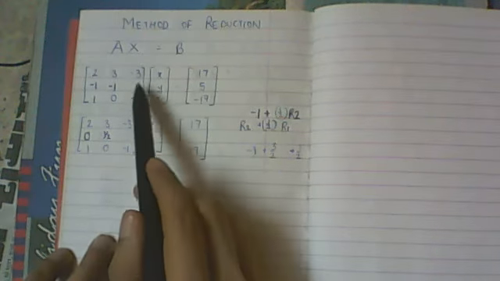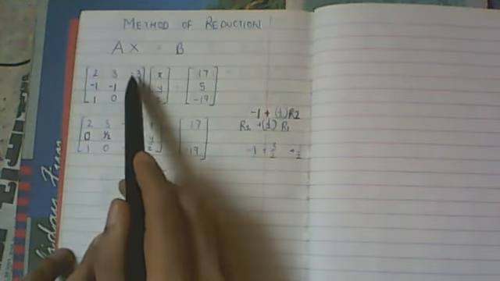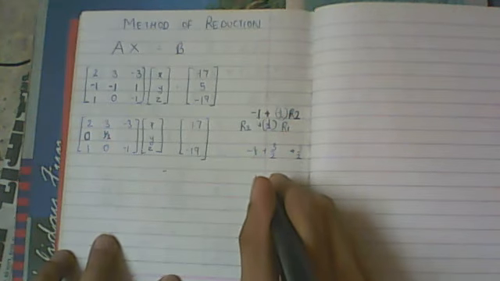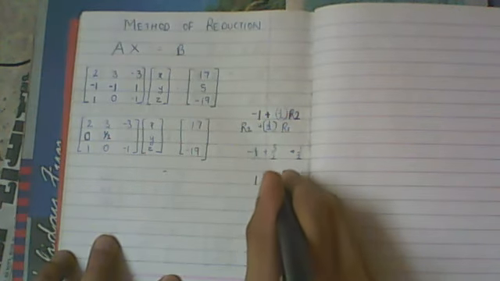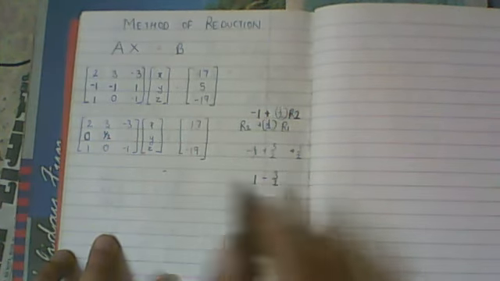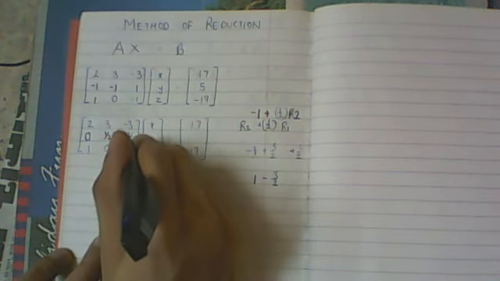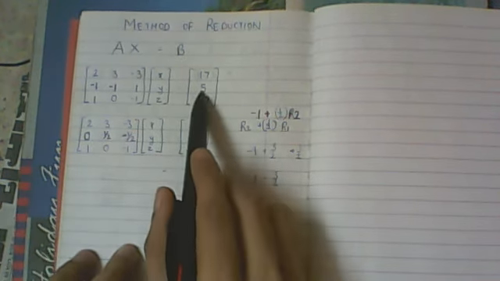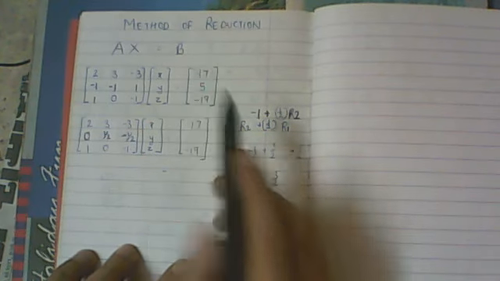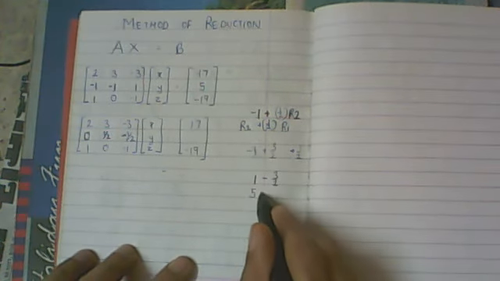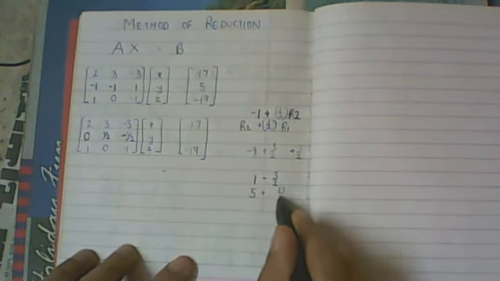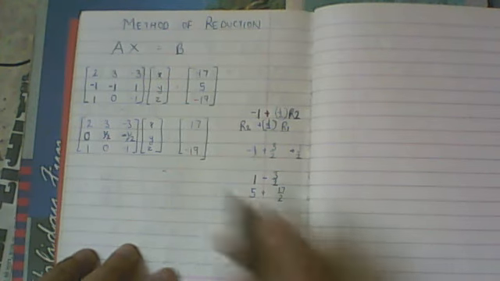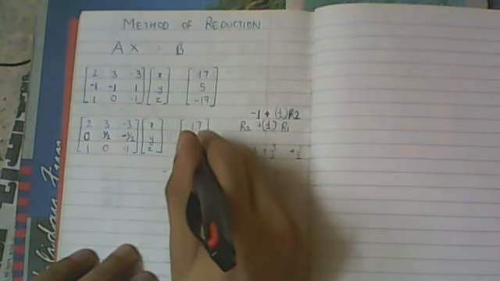Next, I talk about this entry: 1 plus -3 times half. That is 1 minus 3 halves, so that is negative half. And finally, if I do it on the right-hand side, I have 5 plus 17 halves. Now that's a bit interesting. 5 plus 17 halves. So that's 10 plus 17, that's 27 halves. So I can write it as 27 halves.